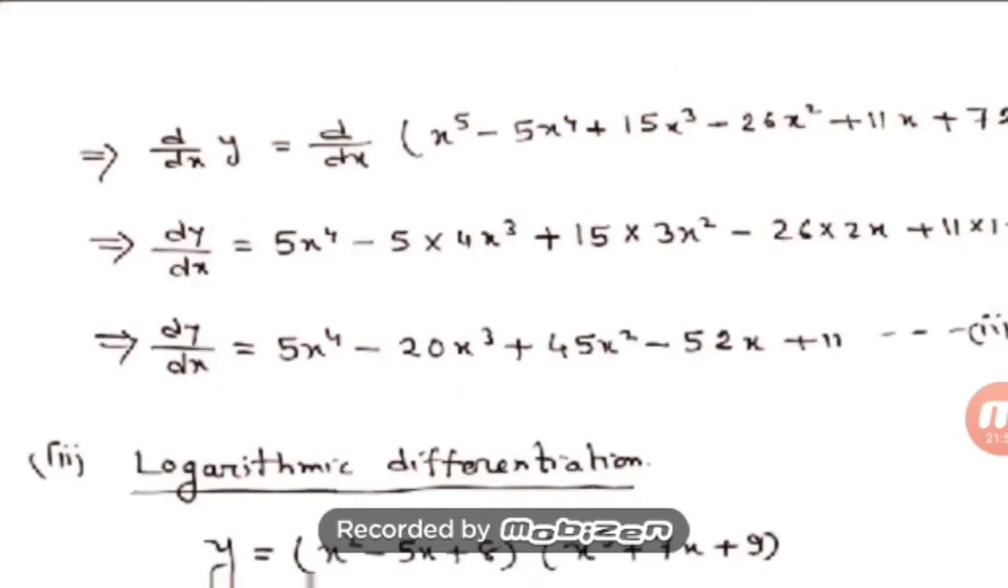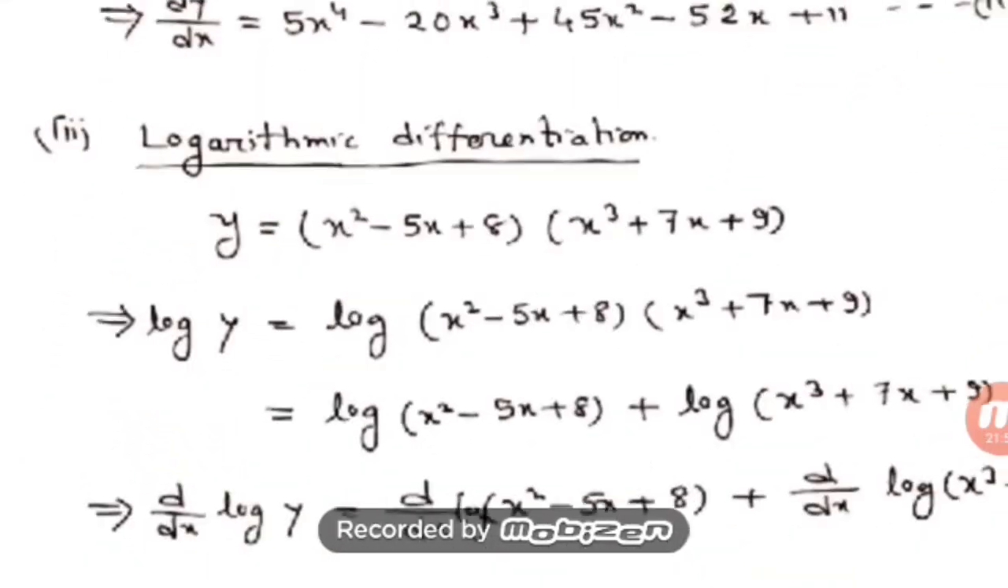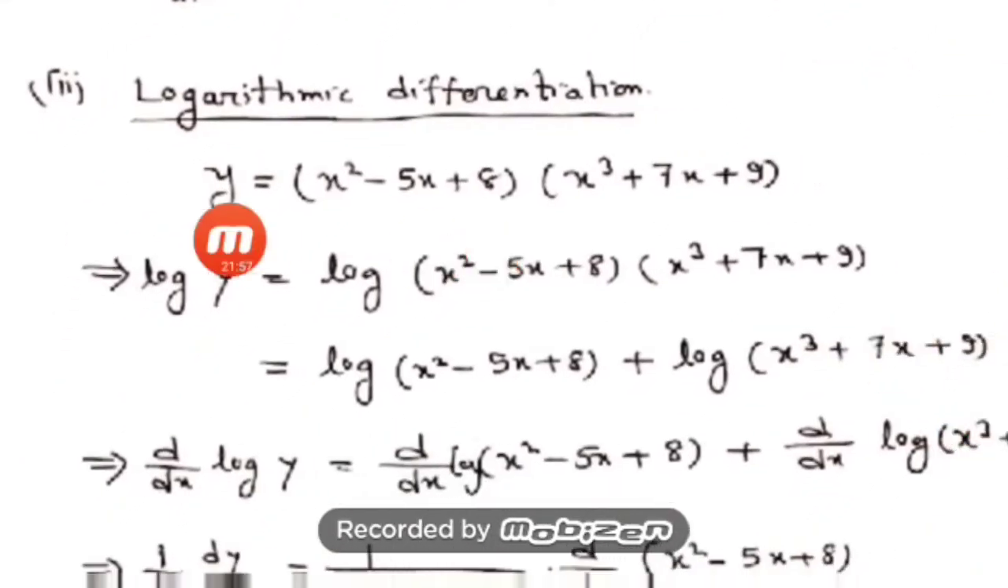Now we have to do it by using logarithmic differentiation. So the same expression again I have taken. y is equal to this one. Taking log on both sides. Log of y is equal to log of this expression. Log of a product can be written as a sum of logs. Take simplification done. d/dx you take. d/dx of log y is equal to d/dx of log of this plus d/dx of log of this expression.